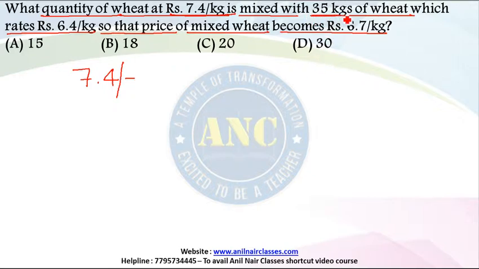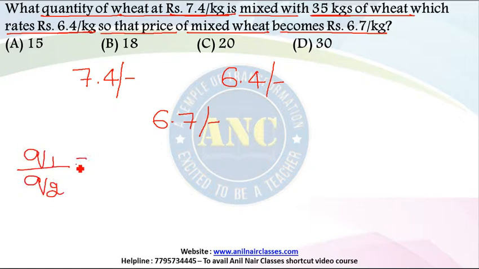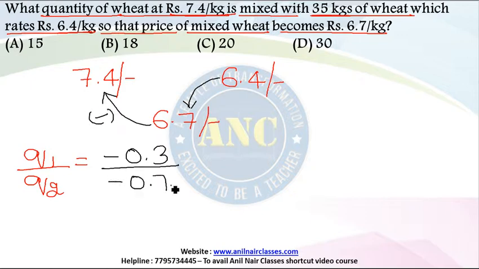The second quantity is given in the question as 35 kgs, which rates 6.4 rupees per kg. The second product is costing 6.4, so that the price of the mixed wheat becomes 6.7 rupees per kg. How much is the first quantity is the question. Anyway, we will find the ratio of the two quantities, and then we will find the first quantity very easily. Q1 by Q2 is 6.4 minus 6.7, which is minus 0.3, divided by 6.7 minus 7.4, which is minus 0.7. The ratio of Q1 and Q2 is 3:7.